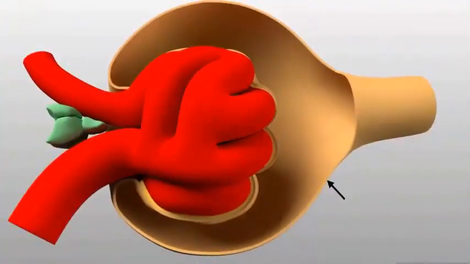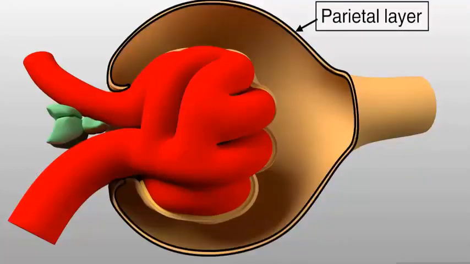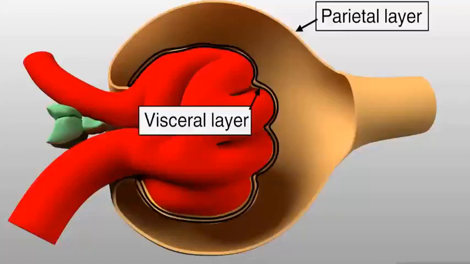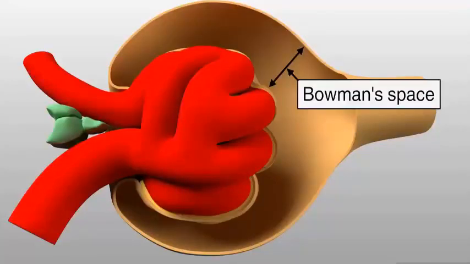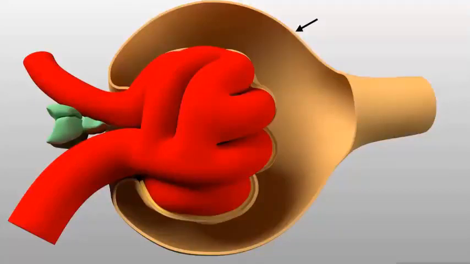Finally, we have Bowman's capsule. As you can see, it is the blind end of renal tubule and it encases the glomerulus. It has two layers. The outer layer is called parietal epithelial layer, and the inner layer that covers the basement membrane is called visceral epithelial layer. The space in between two is called Bowman's space. The outer parietal layer is a simple squamous epithelium. The inner visceral epithelial layer is a part of filtration barrier.